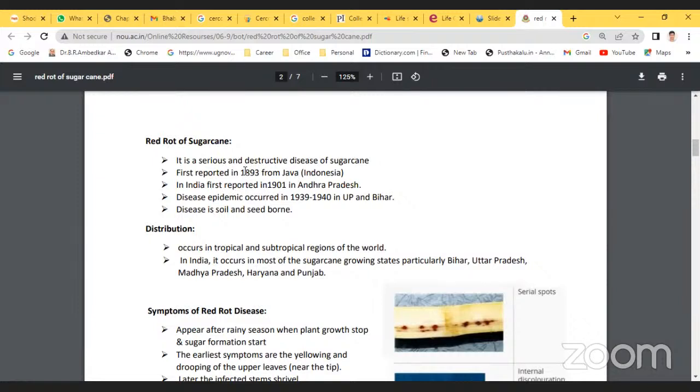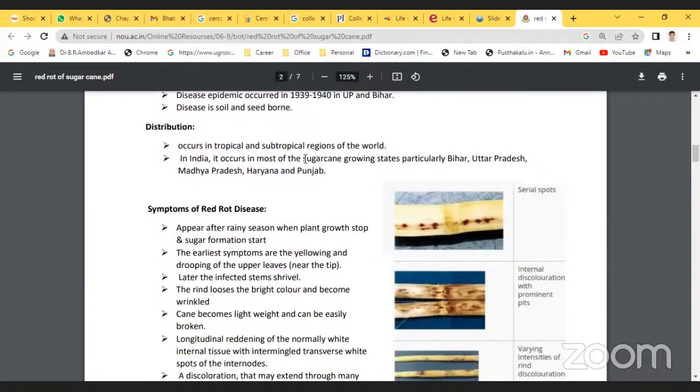The disease was first reported in 1893 from Indonesia, and in India it was first reported in 1901 in Andhra Pradesh. Then the disease epidemic occurred in 1939 to 1940 in UP and Bihar. The disease is soil and seed-borne. The fungus enters the plant through the soil and seed. Distribution is in the tropical and subtropical regions of the world. In India, it occurs in most sugarcane growing states, particularly Bihar, Uttar Pradesh, Madhya Pradesh, Haryana, and Punjab.